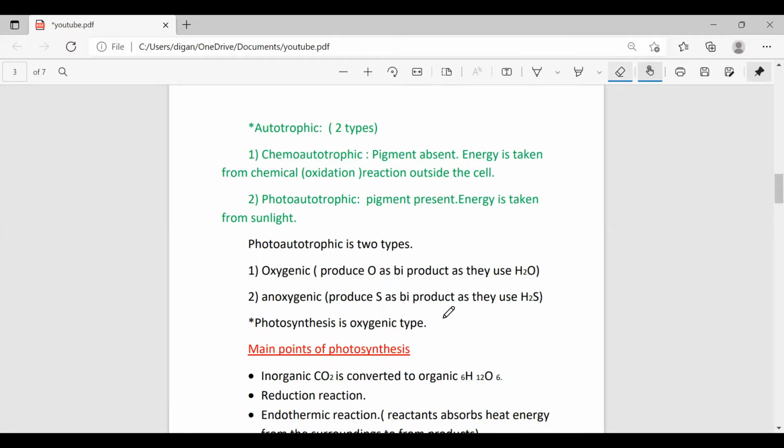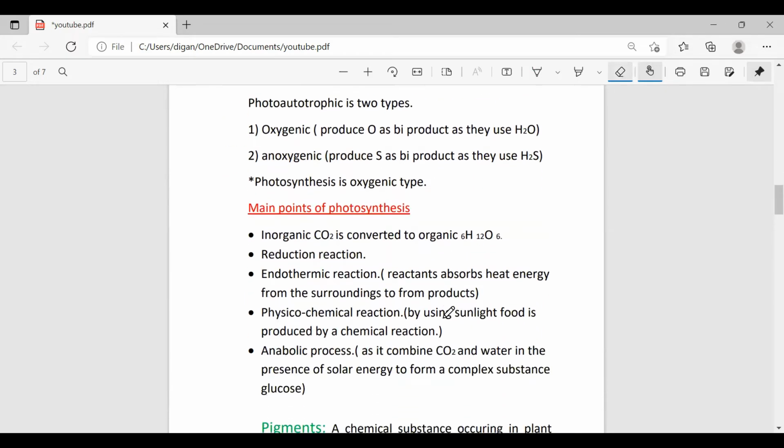Now go for the photoautotrophic. Again, photoautotrophic is of two types. The first one is called oxygenic, and the second one is called anoxygenic. So what does oxygenic mean? In this type of photosynthesis, what is the chemical reaction? Carbon dioxide plus water, and as a result they produce glucose, C6H12O6, plus oxygen. In this reaction, water is used, and as a result oxygen is produced as a byproduct. Since oxygen is produced, this type of reaction is called oxygenic photosynthesis.